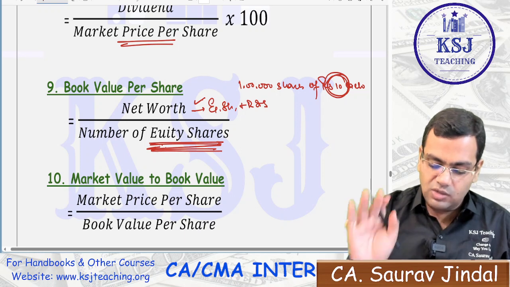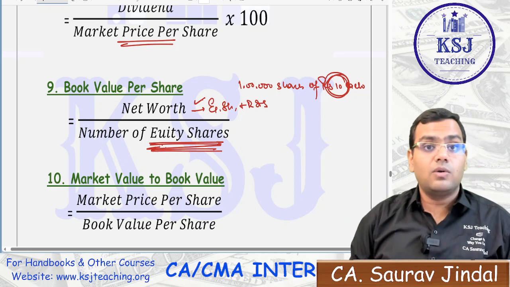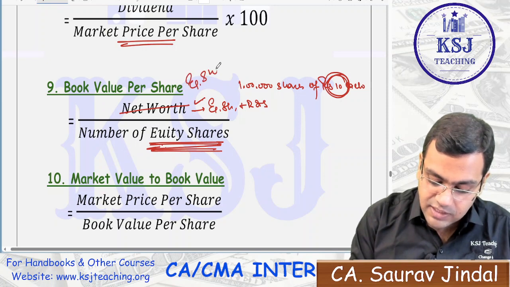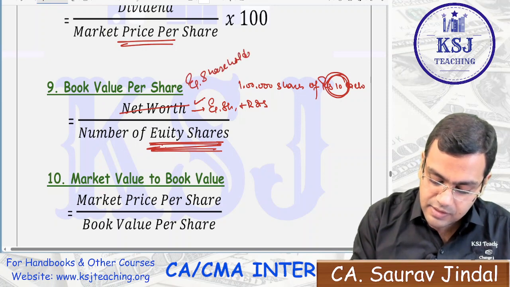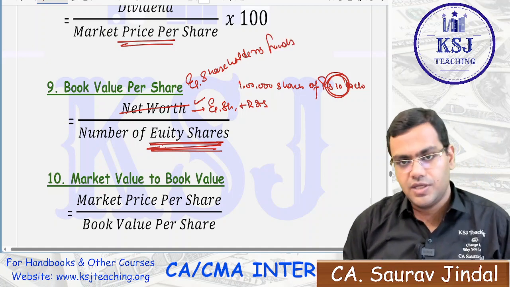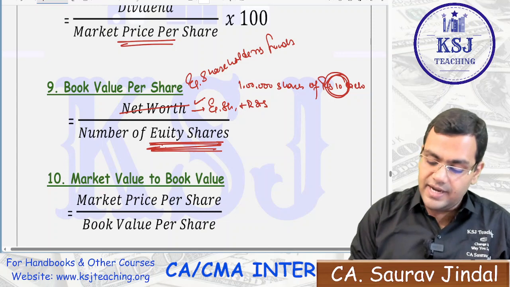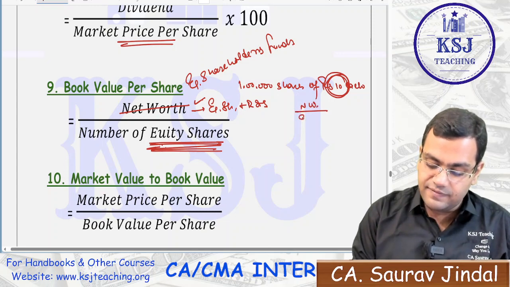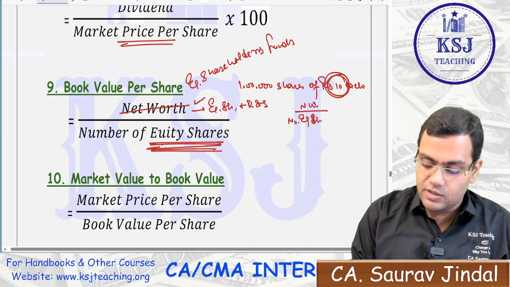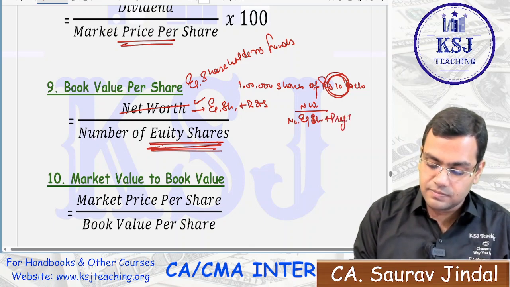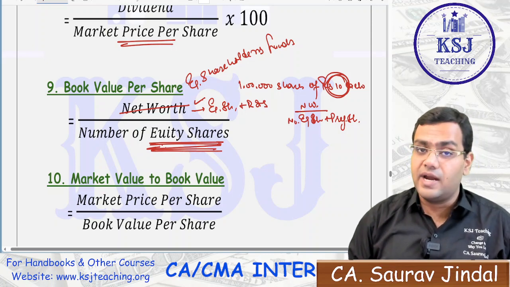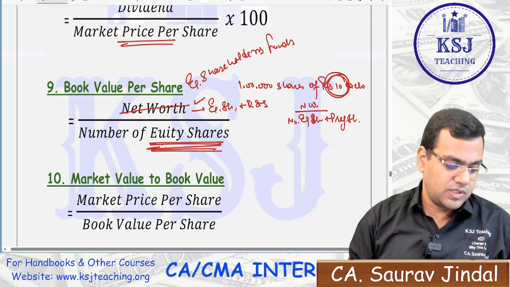Actually, if you want to calculate the book value per share, instead of net worth it should be equity shareholders' funds divided by the number of equity shares. Or if you want to use net worth, it should be net worth divided by the number of equity shares plus preference shares. Because net worth is the total equity, and equity includes the preference shares also, sir.